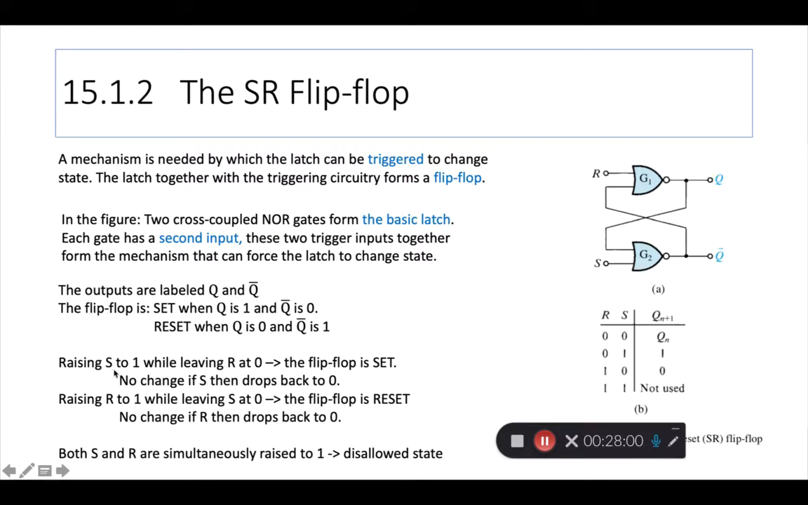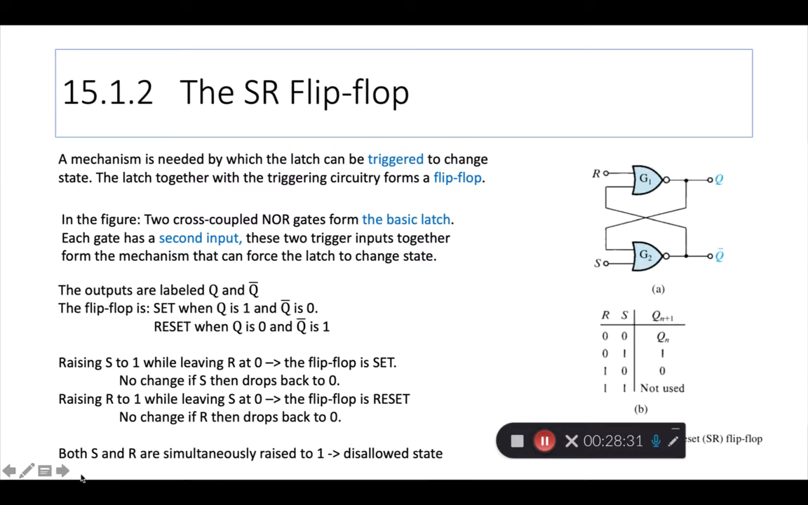So raising S to 1 while leaving R at 0 gives the flip-flop is supposed to be set. No change if S then drops back to 0, right? We know that when S is set to 1, Q goes to 1. That means Q is 1. Set is when Q is 1. But if you take out S, nothing happens also. To change it back to the reset state or Q0, you have to force R to be 1, right?